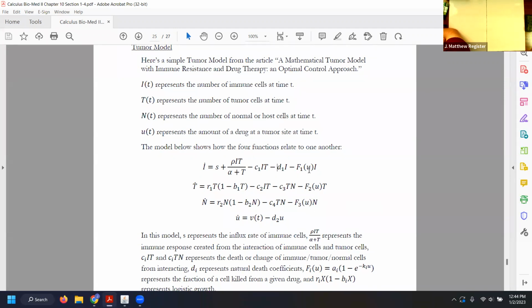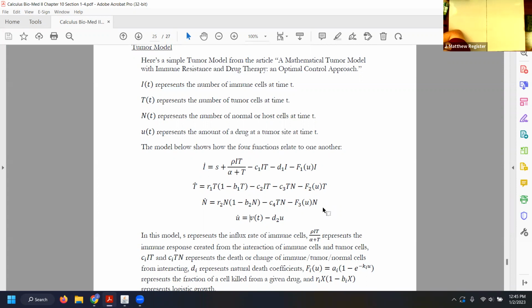This term, the F1 of u, F2 of u, and F3 of u, these are all talking about an amount of a drug, because u represents the amount of a drug at a tumor site. And u prime, well, it's going to be given by however it's injected. So this is just saying the injection rate minus the deterioration of the drug naturally. What it represents in each of these three, though, is how the drug is going to kill off a certain percent of immune cells. A drug is going to kill off a certain number of tumor cells, and the drug is going to kill off a certain number of normal cells.